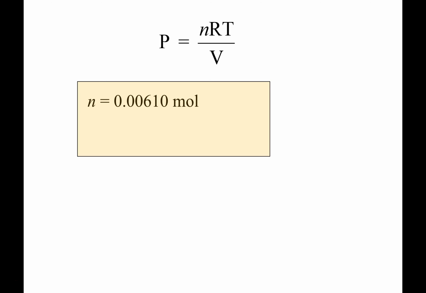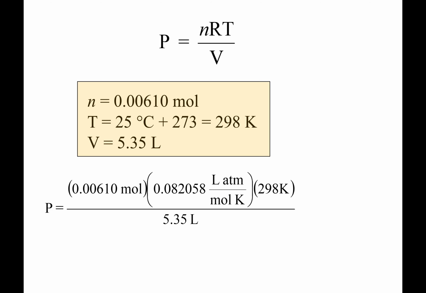So the moles we got from the mass of the water. The temperature, don't let that bite you in the butt. We have to use Kelvin when we're working with the ideal gas law equation. So 25 plus 273, we get 298 Kelvin, and our volume given is 5.35 liters. And the value of R is 0.082058. Remember, if you find crazy different values of R, they're probably different units. With that value of R, the units are liters atmospheres per mole Kelvin.